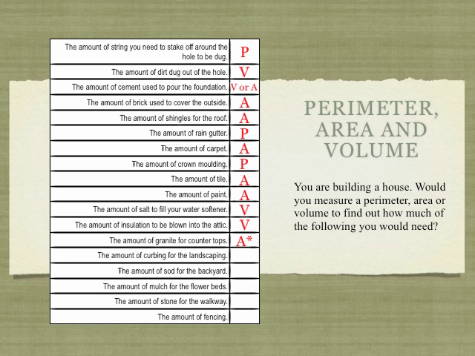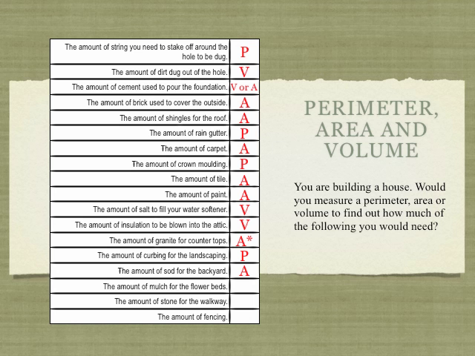If you're actually building a house, it's perimeter. The amount of curbing for the landscaping, okay, that would be a perimeter. Sod for the backyard, you'd measure the area where you want to put all the grass. The amount of mulch for the flower beds.